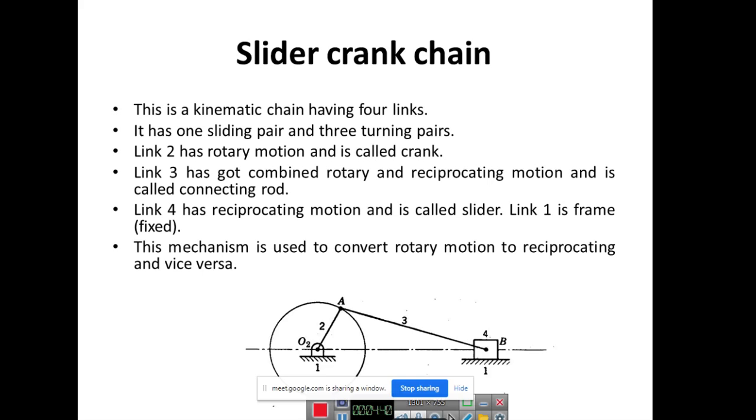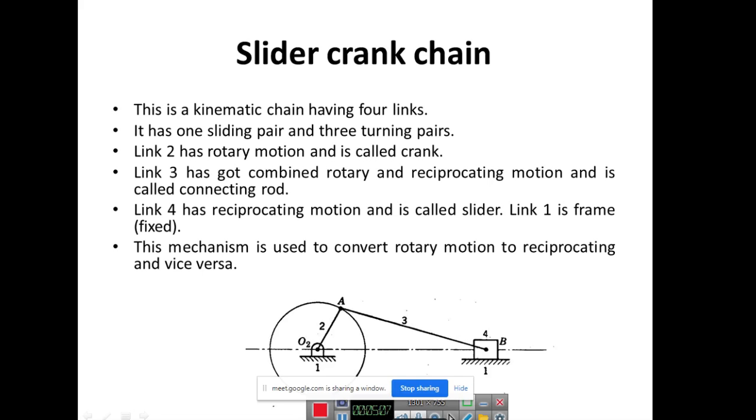Okay, we discussed the working of the slider crank mechanism in many classes. This link number 2 is known as the crank. It gives the rotary motion, tracing a path of a circle with O2 as center and OA as the radius. There will always be rotation of this crank.